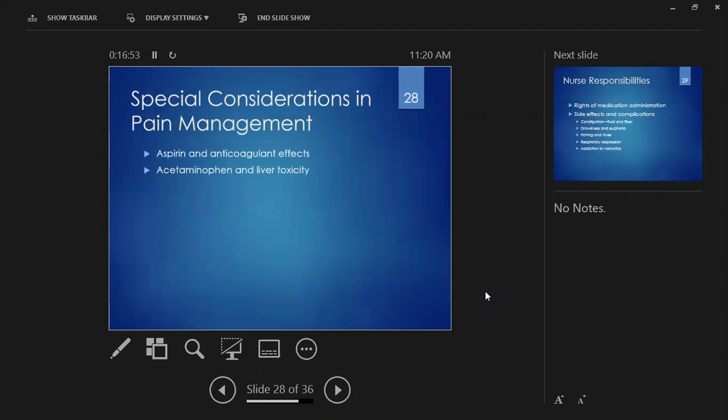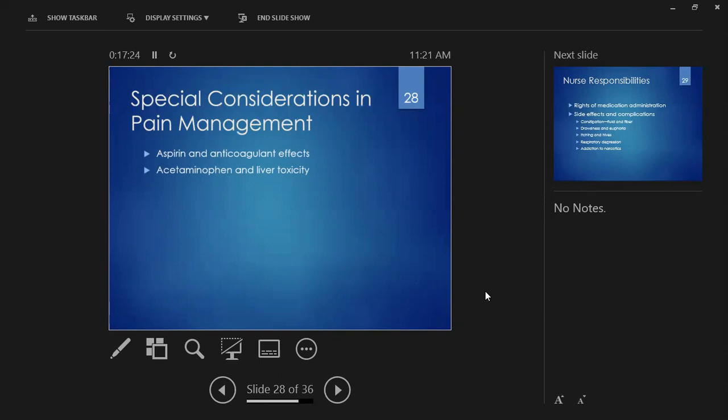Special considerations in pain management. Aspirin will thin the blood. So what do we have to worry about? What do we need to emphasize with this patient? Fall risk. We need to emphasize safety, right? If they fall, they may bleed. Acetaminophen may also cause issues with the liver, right? So we need to look at their liver labs before we give them IV acetaminophen, which is called Ofirmev, or if we've got them on Tylenol around the clock, make sure that their liver's okay, that they don't have a diagnosis of cirrhosis or hepatitis.